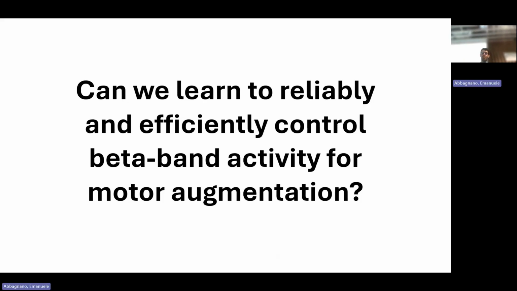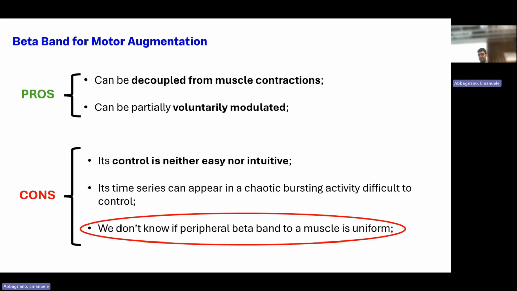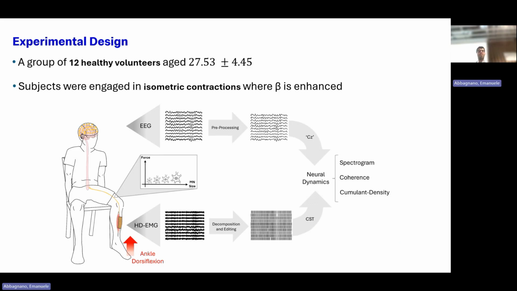To answer this question, the first thing that we need to address is the last point, which is that we don't know if this peripheral beta band is projected uniformly to the muscle. To answer this, we designed an experiment with 12 healthy volunteers, where we are applying both EEG and high-density EMG from the tibialis anterior muscle, and subjects are doing ankle dorsiflexion at different contraction levels.